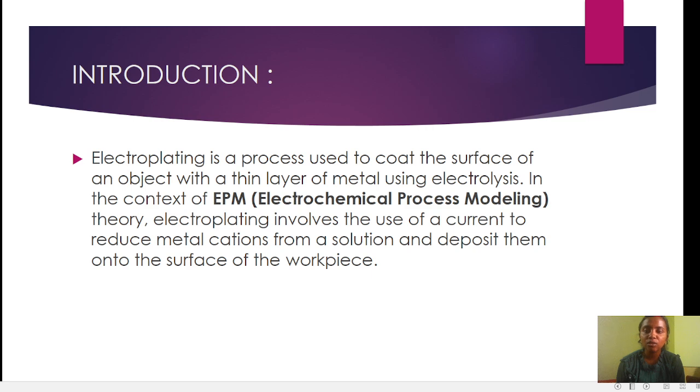In the context of EPM, electrochemical process modeling theory, electroplating involves the use of a current to reduce metal cations from a solution and deposit them onto the surface of the workpiece. In electroplating we mainly use the current process for reducing the metal cations.